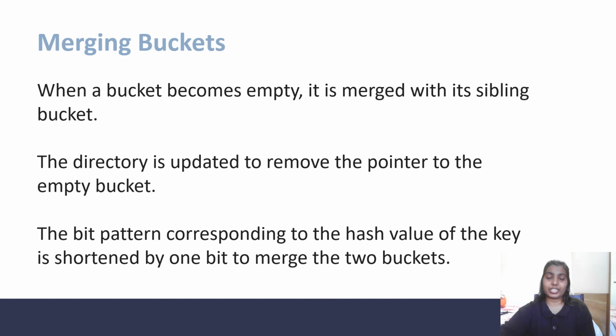Merging buckets. When a bucket becomes empty, it is merged with its sibling bucket. The directory is updated to remove the pointer to the empty bucket. The bit pattern corresponding to the hash value of the key is shortened by 1 bit to merge the two buckets.